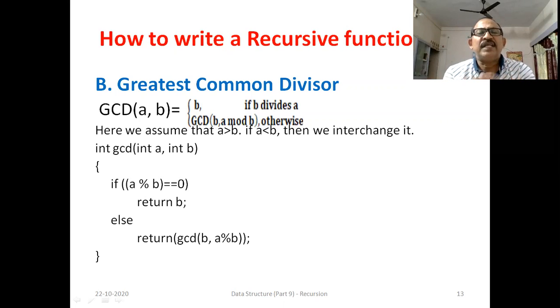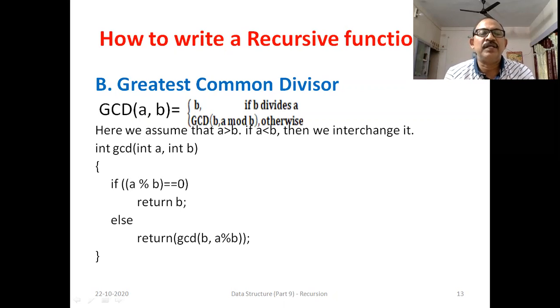The base case is if B divides A, then the answer of GCD of A and B is B. And how will we represent it in the C language? If A mod B is equal to 0, then return B. Otherwise, return GCD. Now we are going to represent the recursive case.